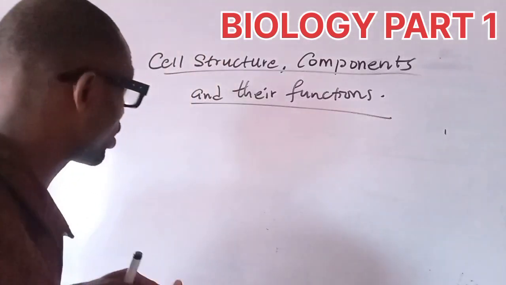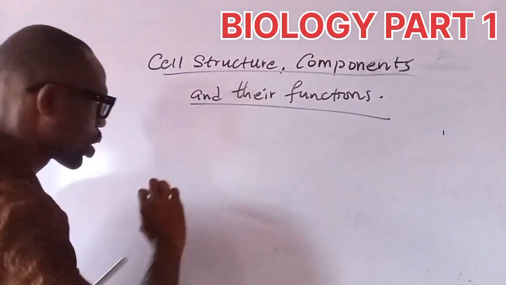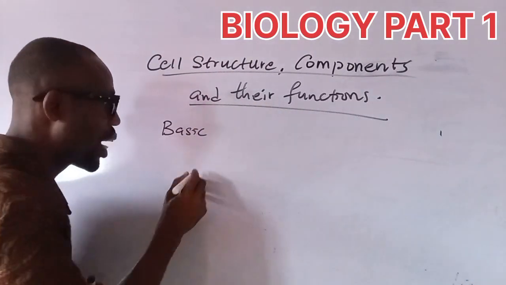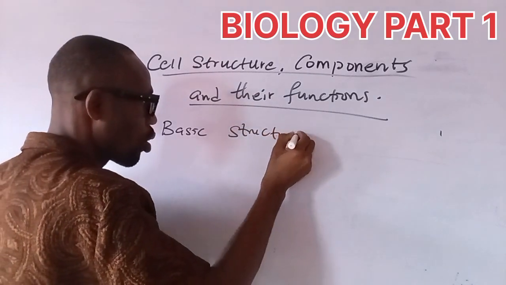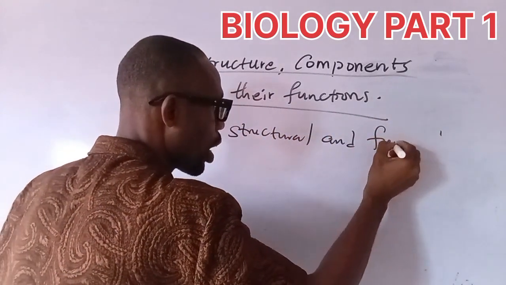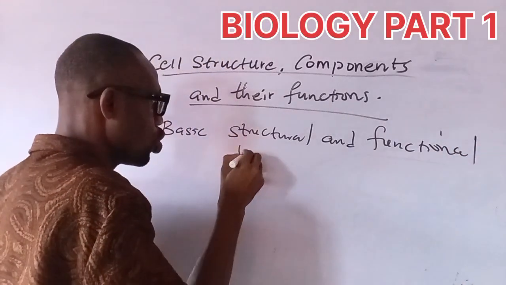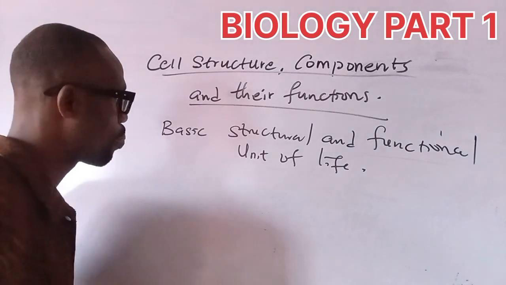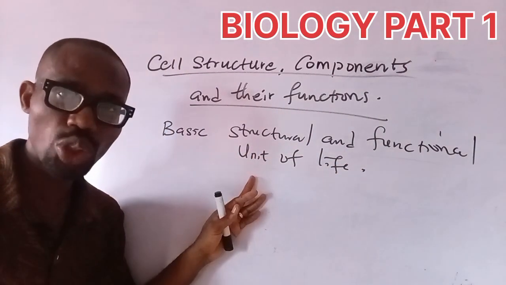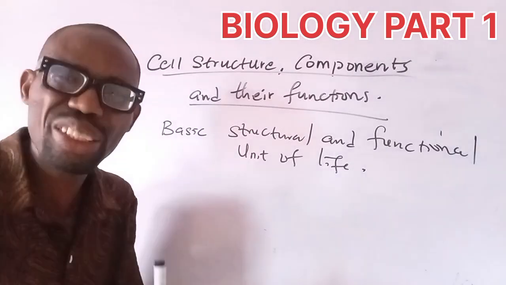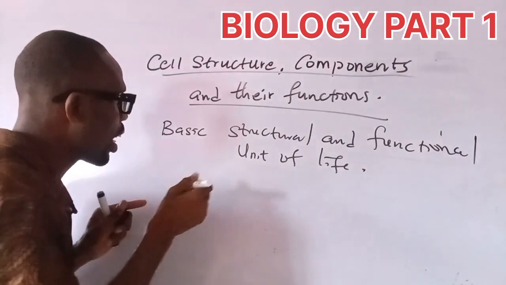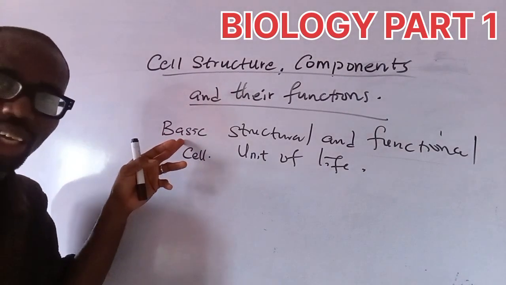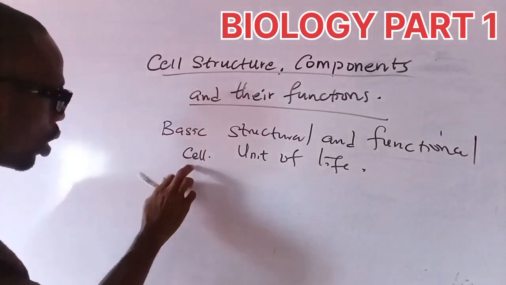I'm going to write this down so that you can see the important points there. So the cell is the basic structural and functional unit of life. So the smallest part of an organism is the cell. Do you understand it now? So with this, you already know what a cell is. That's why we say it's basic: the very smallest part of the organism, which is the cell.